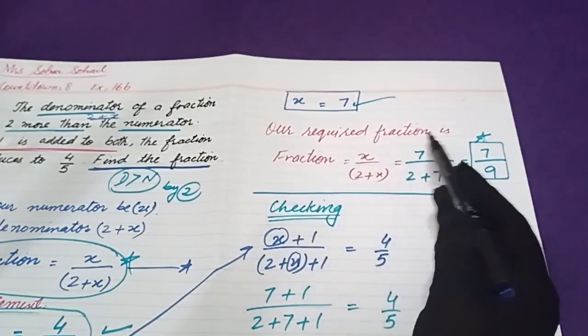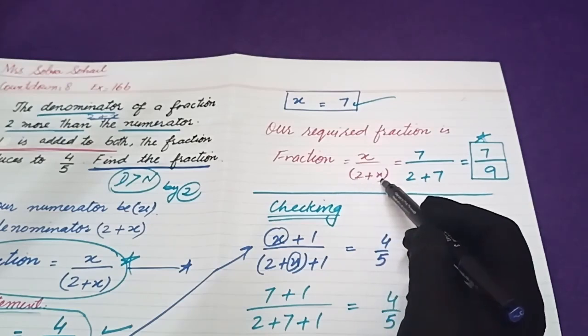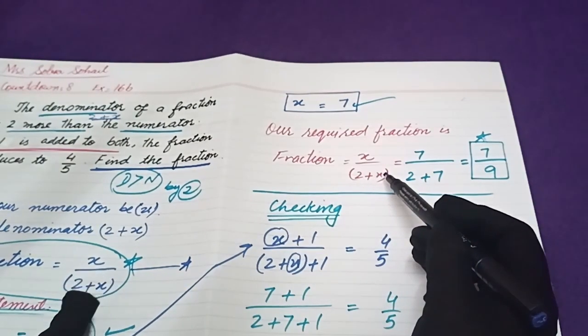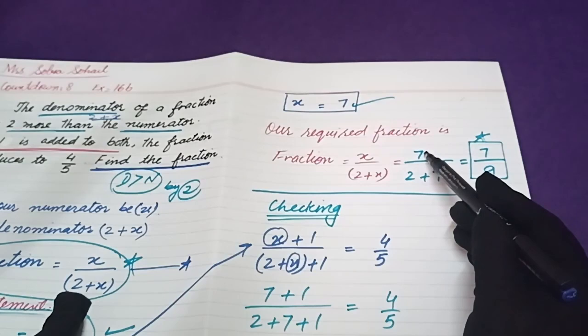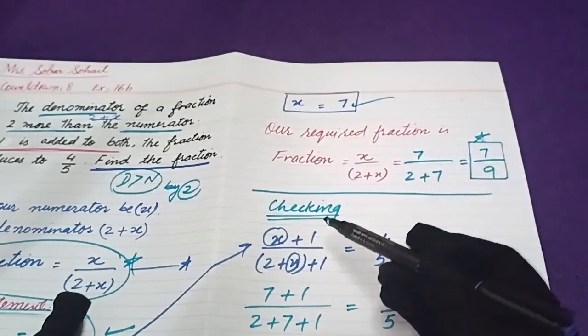So our required fraction is x over x plus 2. This was our required fraction from here. Then put the value: 7 over 2 plus 7, that is 7 over 9.